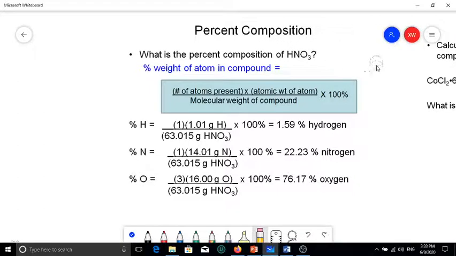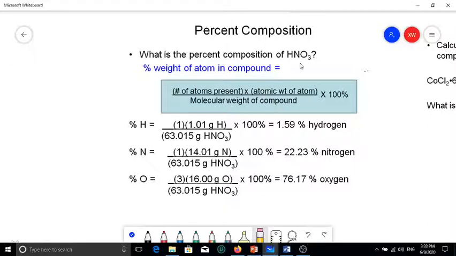Now, what is the percent composition? Well, we know by looking at the formula, it's composed of one hydrogen atom, one nitrogen atom, and three oxygen atoms for every one molecule of this compound. But we should also take into consideration the mass percentage of each element, or so-called mass percent composition of each element. The way you calculate this is very simple, okay?